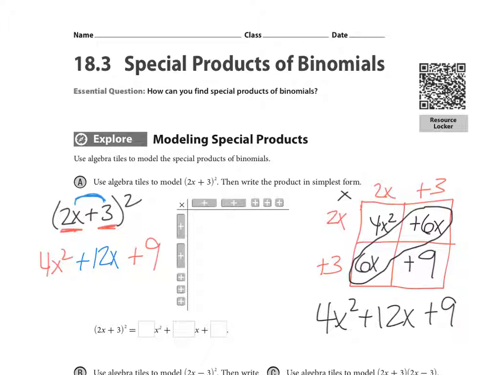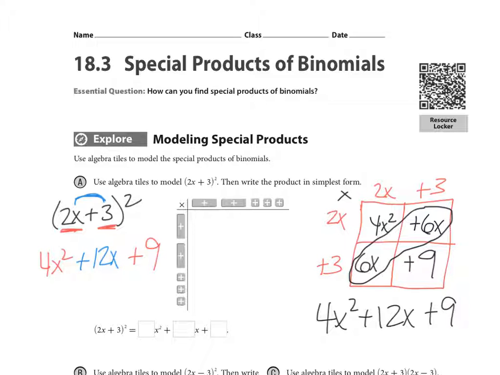Now, why do you double it? Because if you come back over here to the Punnett square, you have 2 6x's. Why do you get 2 6x's? Because you have a 2x plus 3 and a 2x plus 3. When you multiply that, you get 6x, you get a 6x, and you have 2 of those. So again, the shortcut: take the first term, square it. Take the second term, square it. To get the middle term, you multiply these and double.